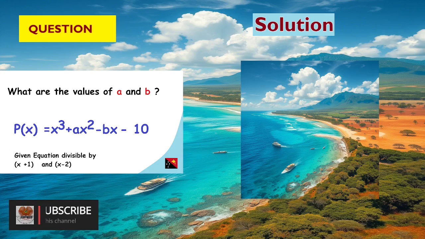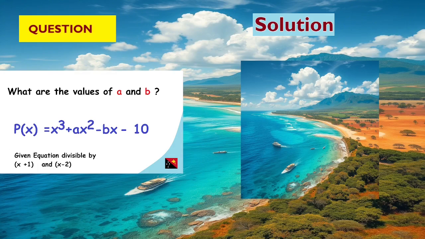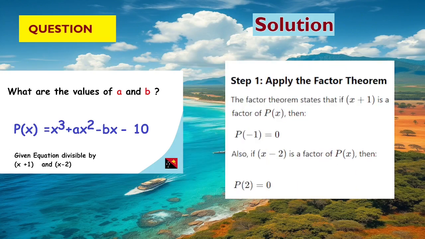Now let's solve this question step by step. We are given that the polynomial p of x equals x^3 plus ax^2 minus bx minus 10 is divisible by x plus 1 and x minus 2. We need to find the values of a and b. Step 1, apply the factor theorem.